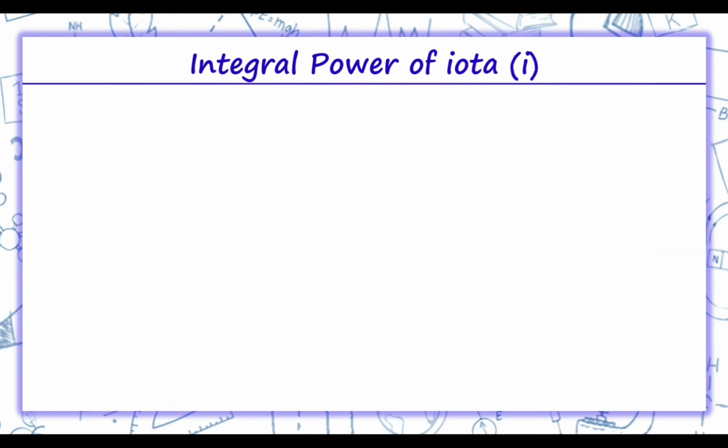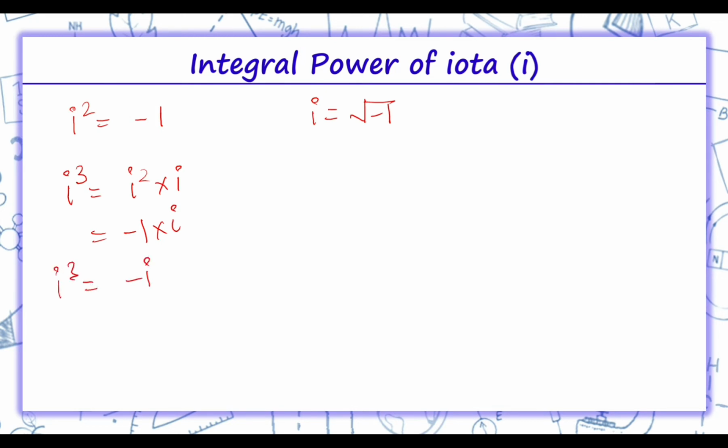Now what is integral power of iota? Now as we know, i square will be written as minus 1. So i cube can be written as i square into i. So i square is minus 1, and since i square is minus 1, so i will be written as square root of minus 1, and here into it will be i. So therefore i cube can be written as minus i also.